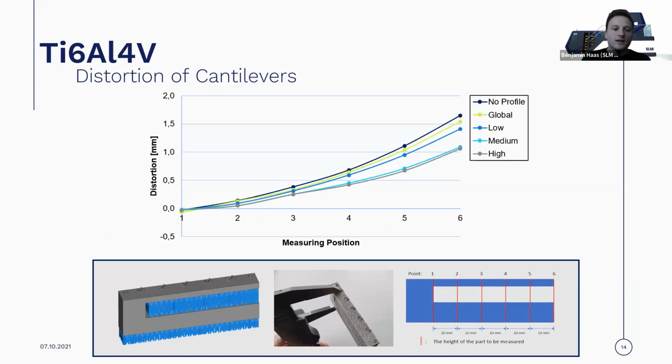I already mentioned in the beginning that there are two reasons for support structures, and one of them was actually that we want to keep the part in place, because if you add a lot of heat and thermal energy to a part, you might see a risk of distortion. So what we did is we took one of those cantilevers and built them with supports in between so that they really remain in place. And then we added the so-called profiles.